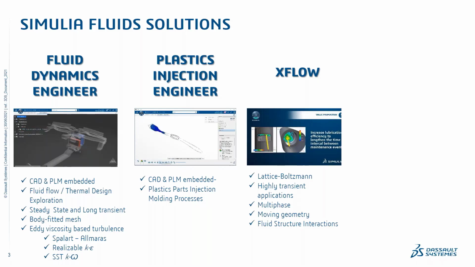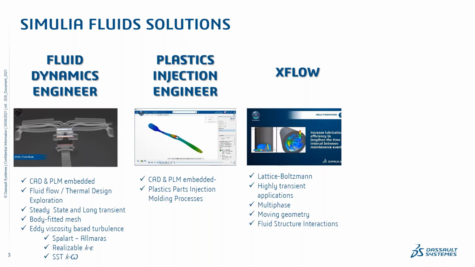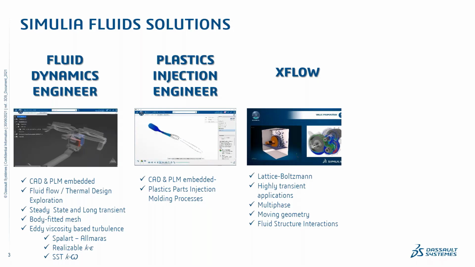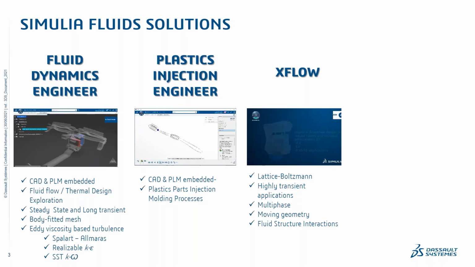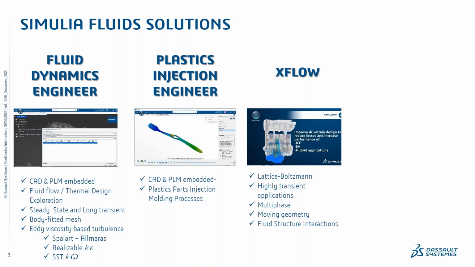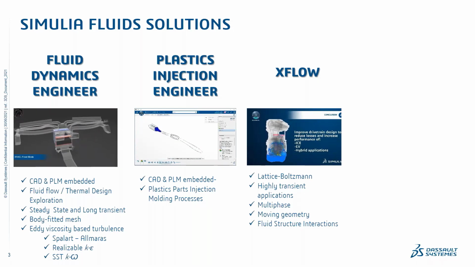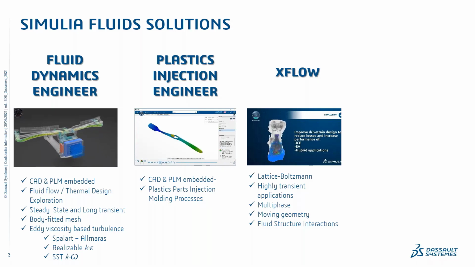For example, Fluid Dynamics Engineer is based on the traditional RANS method, whereas XFlow, for example, is based on the lattice Boltzmann method. It's really a tool for very highly transient, high frequency applications, any kind of multi-phase or moving geometries, fluid structure interactions. This is a great tool that can help you out if you have those kinds of situations, or if you're designing products that fall in the realm of safety analysis.